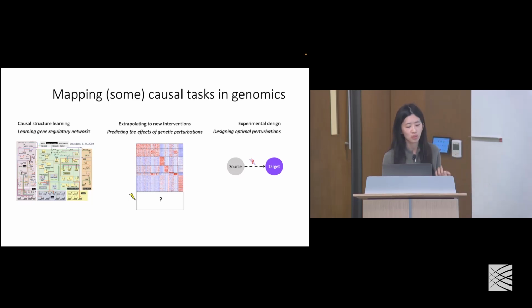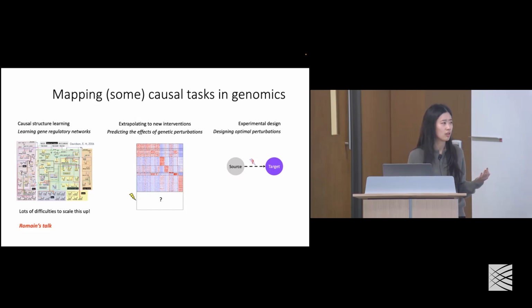So I won't talk too much about this, but I do want to point out that a lot of the current algorithms in causal structure learning are very limited by the scale of data they can handle. When you think about the case in single cell data, you actually have maybe more than 20,000 genes. If you want to learn a large network of that, it's really difficult. So this part I won't talk about too much, but you will hear from Romain's talk in the second half about a very nice approach towards this. This is the first task.